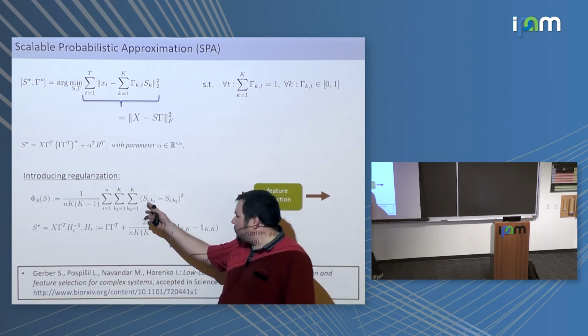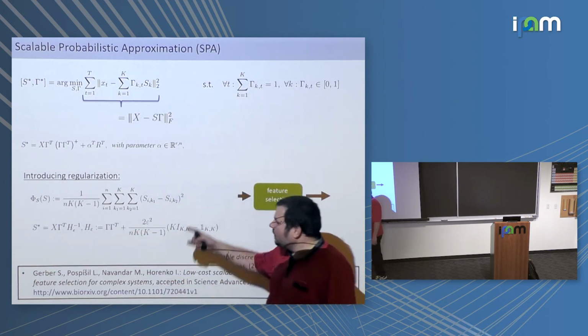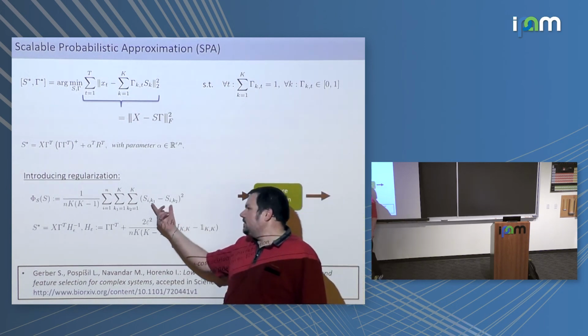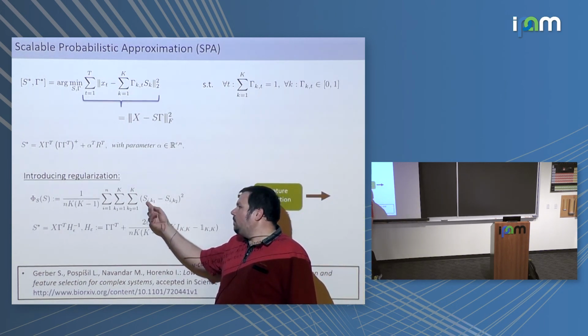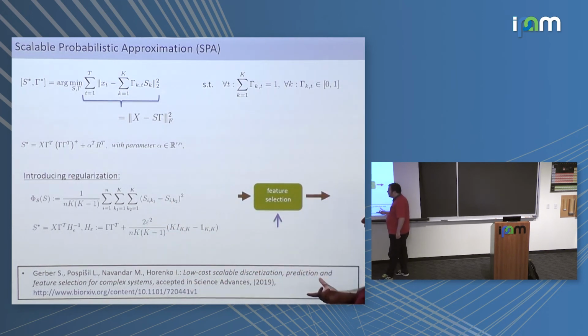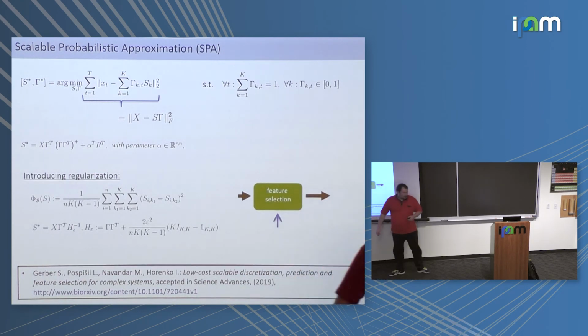It can also be shown that this type of regularization works as a feature selection. So you are minimizing the distance between the components of S_i in the different clusters. So actually this regularization works also as a feature selection.